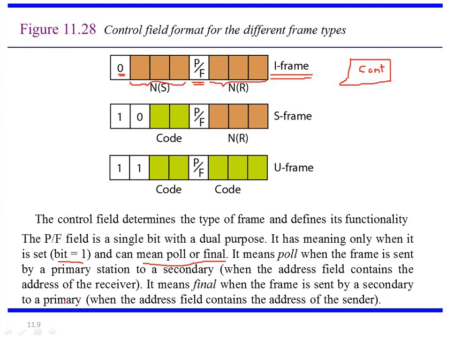We have already discussed in the previous case to and from. So the address bit contains to and from. When it is to, it is poll. When it is from, it is final. So you will get the information with it whether it is a poll or a final. When that bit is set, you will come to know what kind of address it is. So this is for I frame.